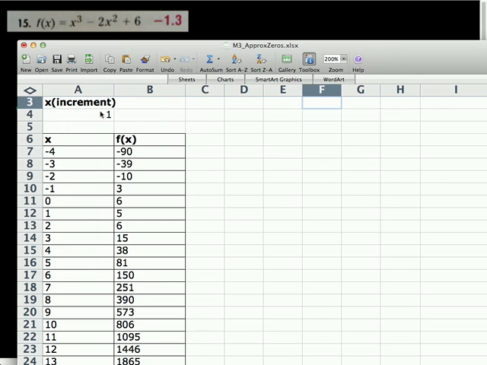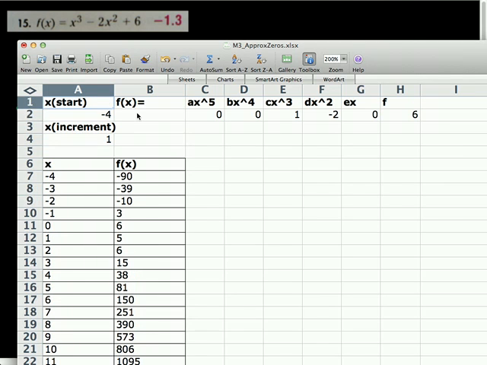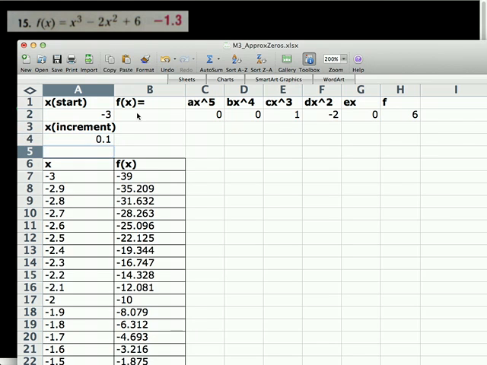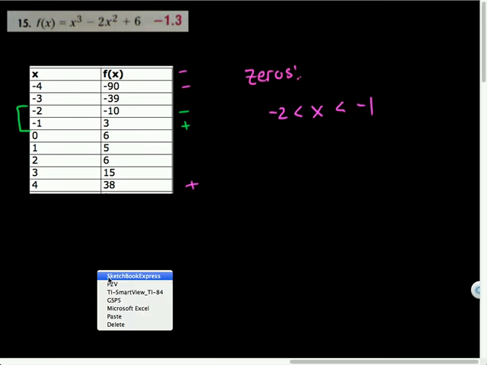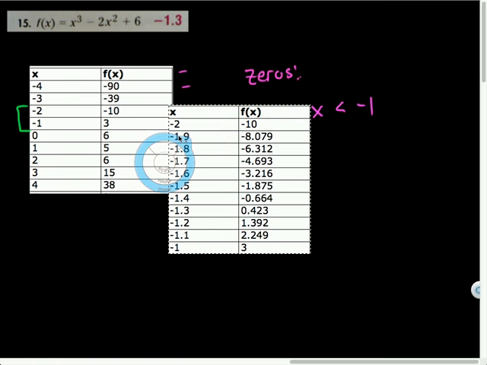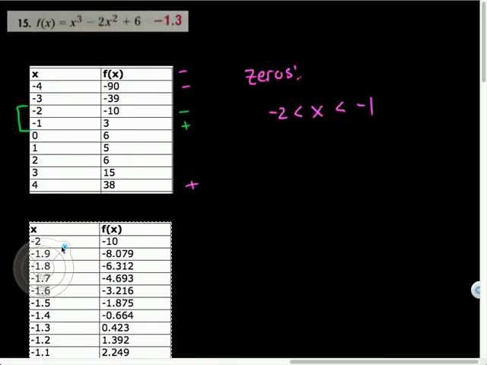Going back to my Excel spreadsheet, let's have it actually start at negative 2, maybe even negative 3. And let's count by 0.1. Well, I'll start at negative 2. I don't like that part, but just do a random increment all the time. Well, on the test or the quiz, you'll have the table already constructed for you, and then you'll just analyze it, is the idea. So here I've zoomed in.